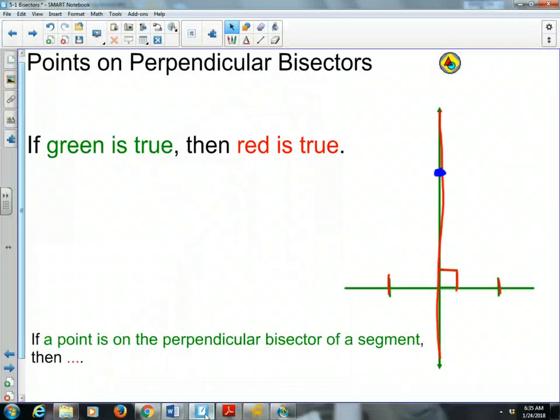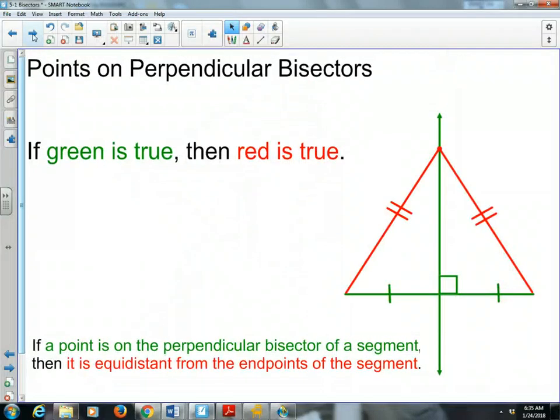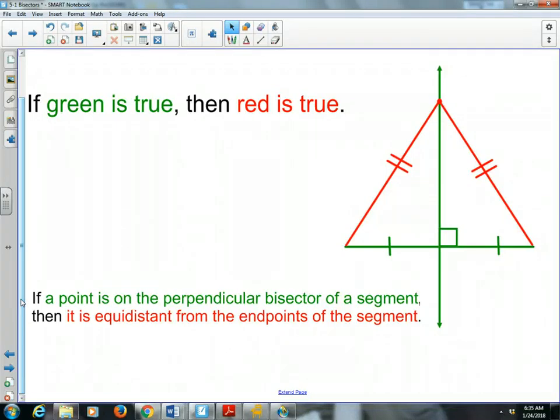So what I want you to write down in your notes here is, if a point is on the perpendicular bisector of the segment, then it is equidistant from the endpoints of the segment. So equidistant, of course, means it's an equal distance. So this distance from the point on the perpendicular bisector to the endpoint is the same distance from the same point on the perpendicular bisector to the other endpoint. Those two distances are congruent.